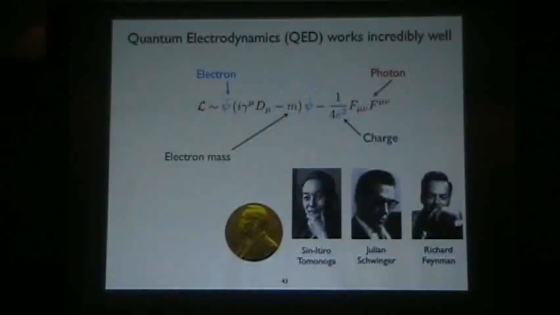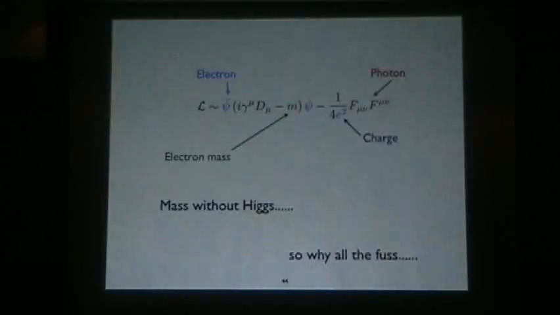And I wanted to write this down to point out to you that QED works beautifully as a theory of electromagnetism, quantum electromagnetism. And you can put a mass in by hand with no problem. There's no Higgs boson here, no anything. I just write down electrons coupling to photons, and I throw in a mass. Nobody cares, there's no problem.